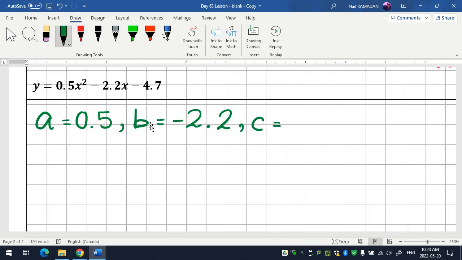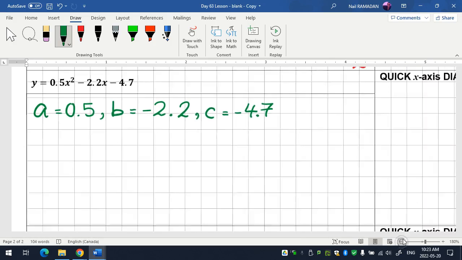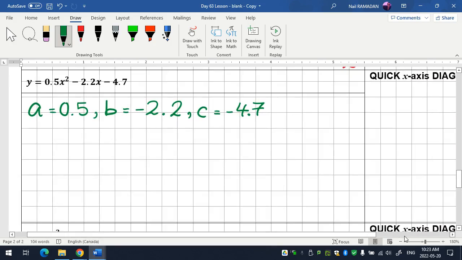What's C? A 4.7 with a negative. Thank you. Yes. Let me just finish this one first. What's my next step after listing my ABCs? Come on. Yes, you're right.